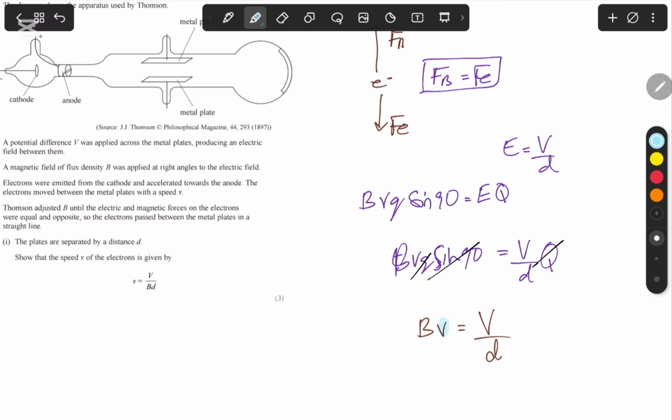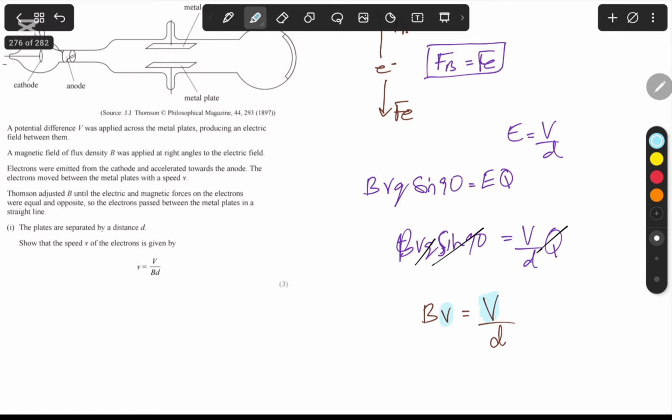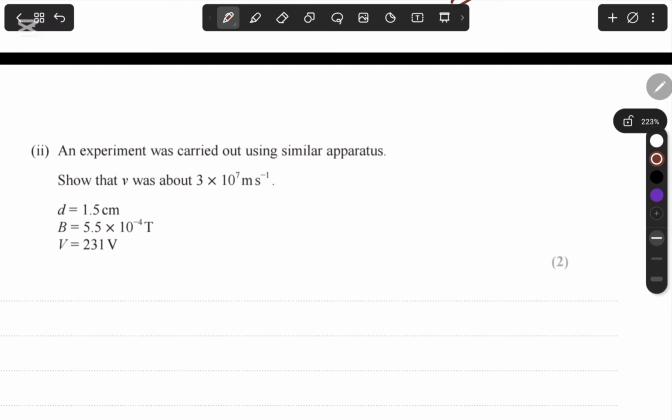Bear in mind, this small v is the velocity of the electron, and this capital V is the potential difference across the metal plates. Now I'm going to make this the subject, so we're going to get v is equal to capital V over B times D. And there you go. Okay, next part.